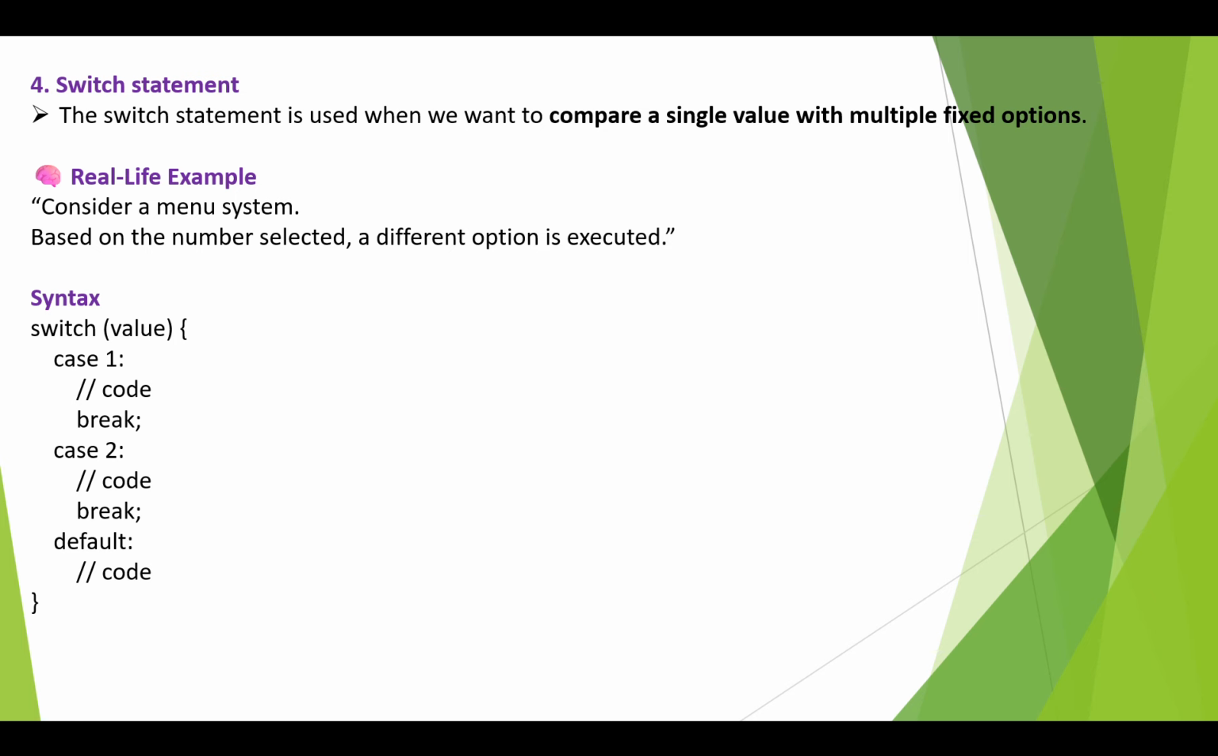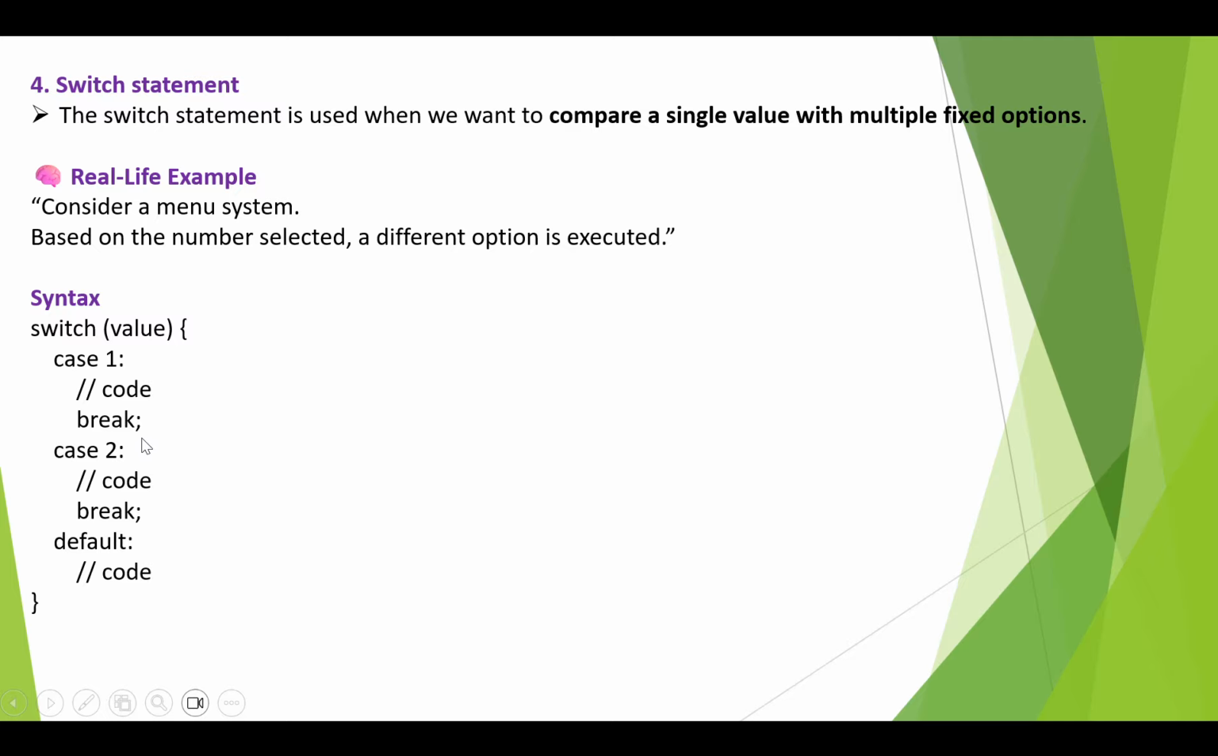Let's understand this with some real life example. Let's say we go to a restaurant and place some order. There can be a number of options on the menu, but based on the options we selected, that particular dish will be prepared and served to us. If you have a look at the syntax here, let's say in the variable value we have paneer butter masala, then it will check for that particular value in different cases, and wherever it is matching, that particular block of code will get executed.